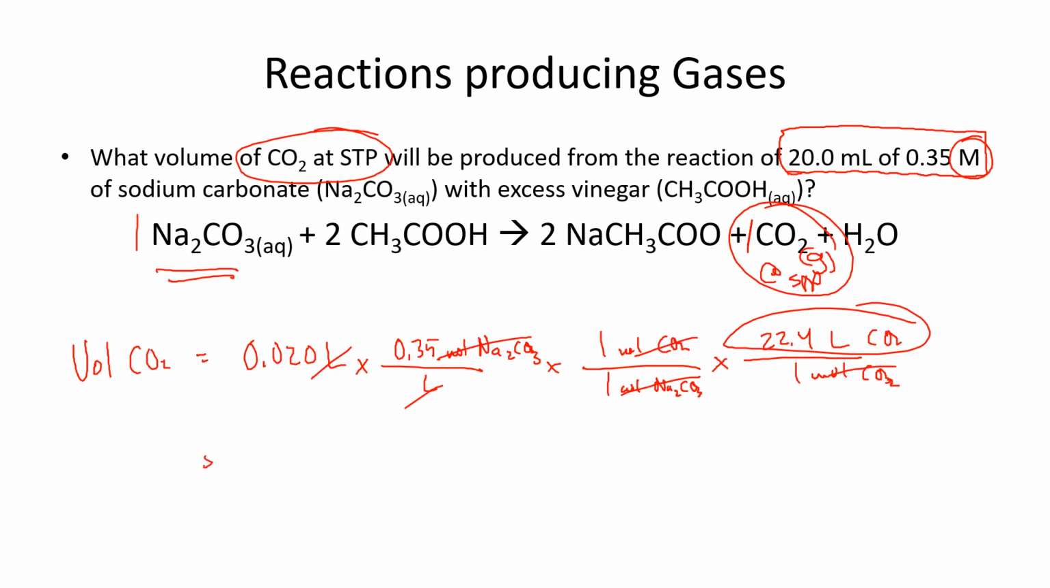0.02 times 0.35 times 22.4 is 0.1568 liters, which isn't a lot of liters. That's like 156 milliliters, a good amount. Let's see, sig fig wise, we have 2 in our concentration there, so we'll have to say 0.16 liters is our final answer.